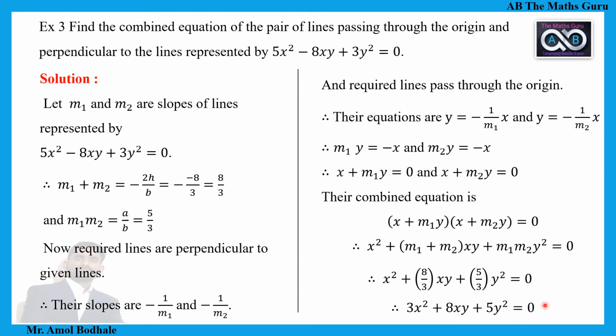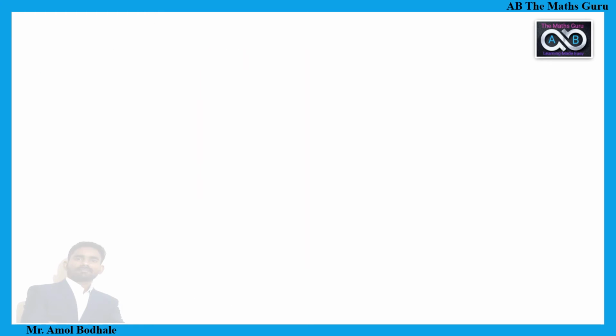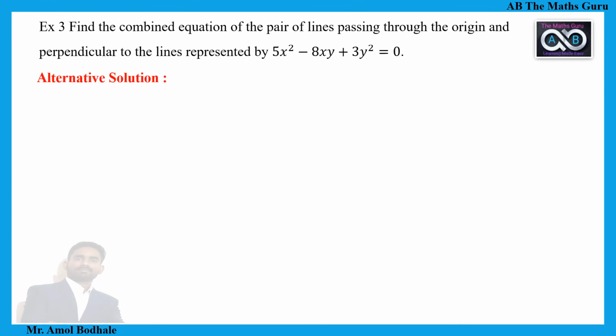In this way, we can find the combined equation of a pair of lines passing through origin and perpendicular to lines represented by some equation. Let's see the alternative method for the same example. Now, to find the combined equation of lines passing through origin and perpendicular to the given lines, first of all we will calculate the separate equations of these lines.